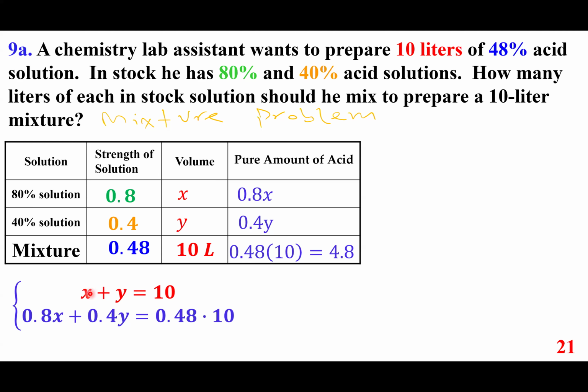For example, if I solve for y by moving the x and replace it here, I say 0.8x plus 0.4, replace the y with 10 minus x, and this is obviously 4.8.